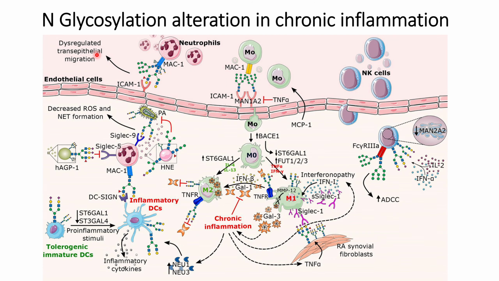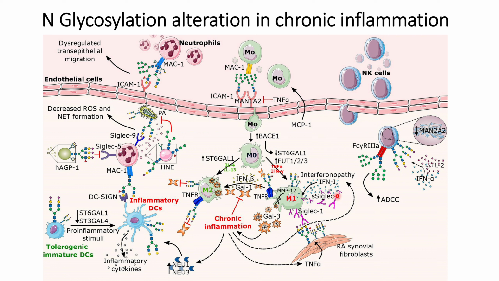In this video, we will discuss N-glycosylation alteration in chronic inflammation. Basically, chronic inflammation will lead to the innate immune response, and that will cause alterations in the immune cells. Now we will understand this innate immune response in terms of neutrophils, monocytes, and NK cells.